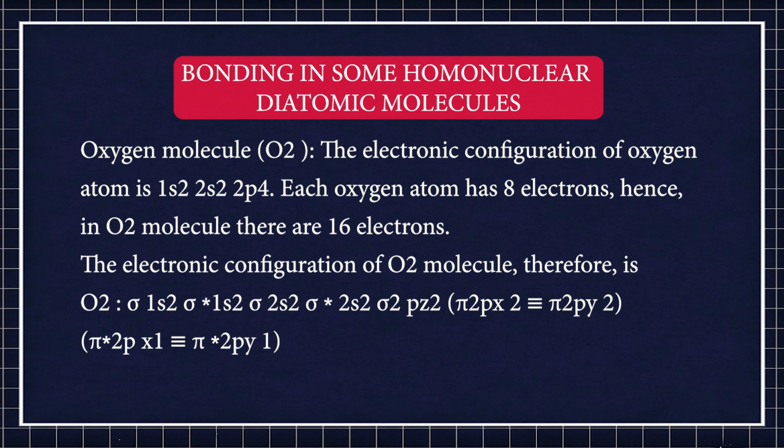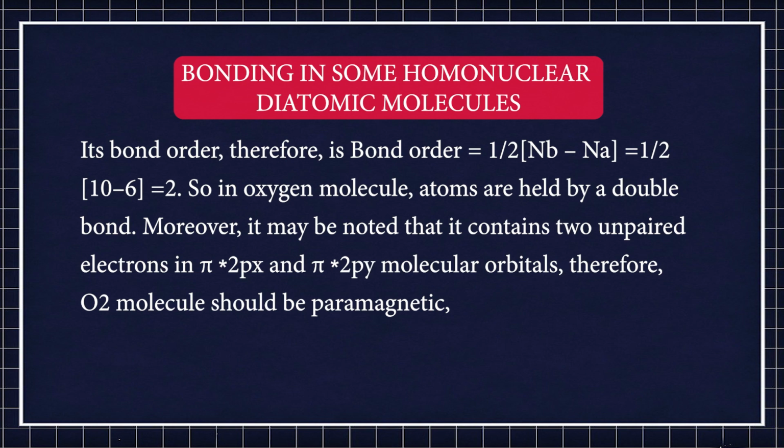From the electronic configuration of oxygen molecule, it is clear that 10 electrons are present in bonding molecular orbitals and 6 electrons are present in anti-bonding molecular orbitals. Its bond order therefore is half (Nb minus Na), where Nb, the number of electrons in bonding orbitals, is 10, and Na, the number of electrons in anti-bonding orbitals, is 6. So, bond order will be 2. So, in oxygen molecule, atoms are held by a double bond.